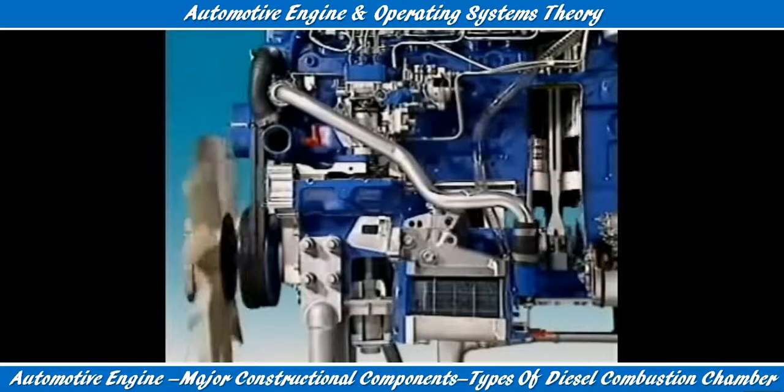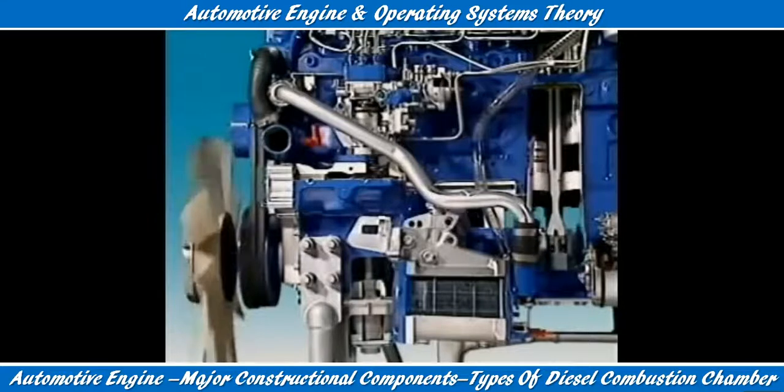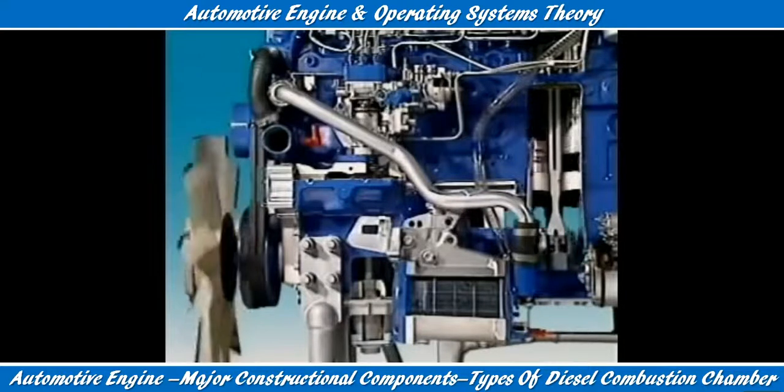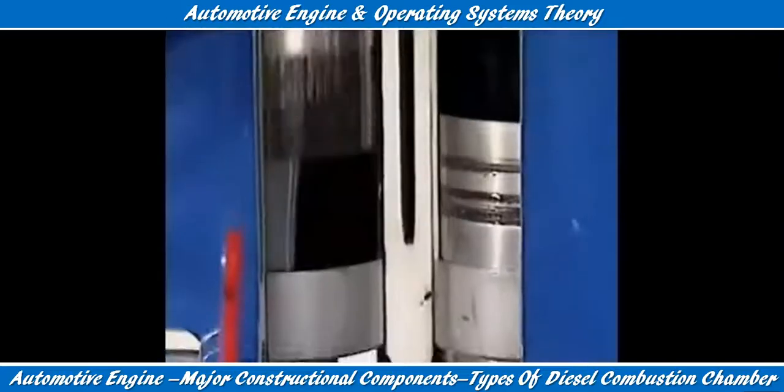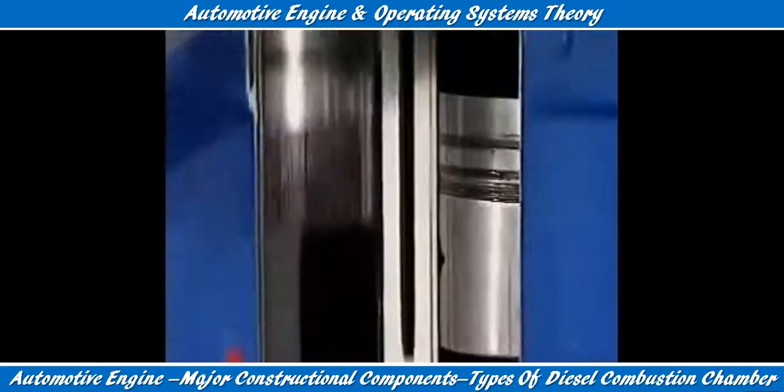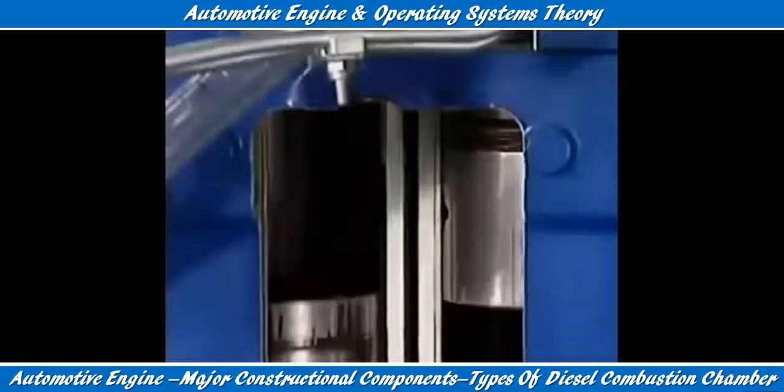Diesel combustion chambers come in two main types, direct and indirect injection. Both are designed to promote turbulence, to help the compressed air and injected fuel mix well.